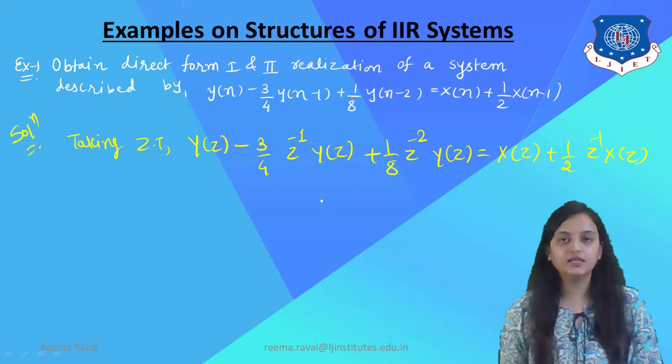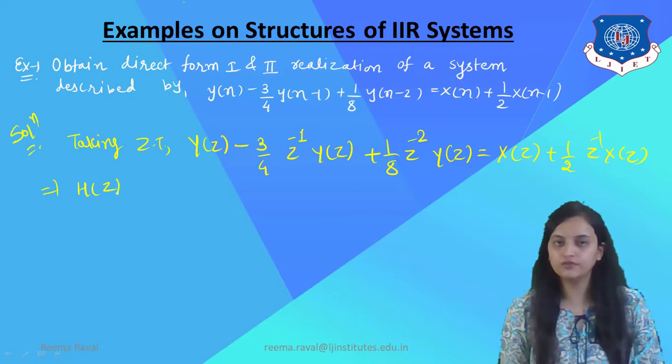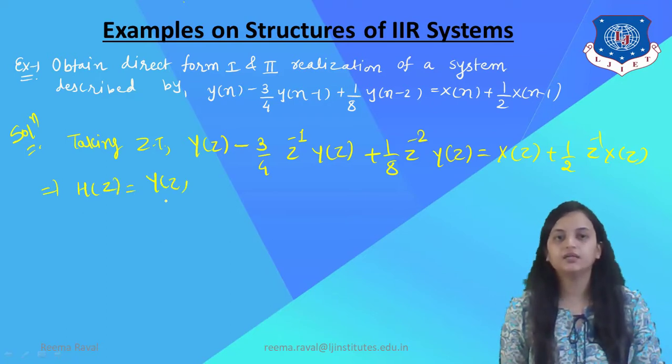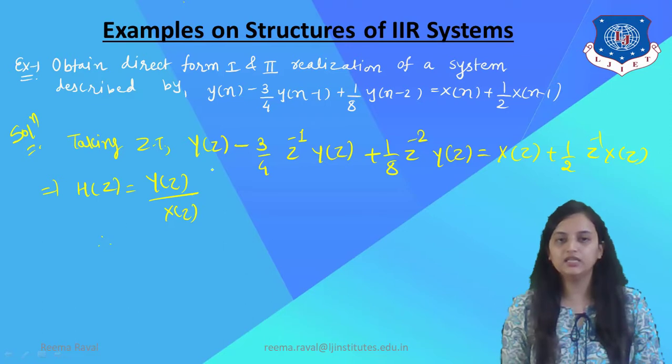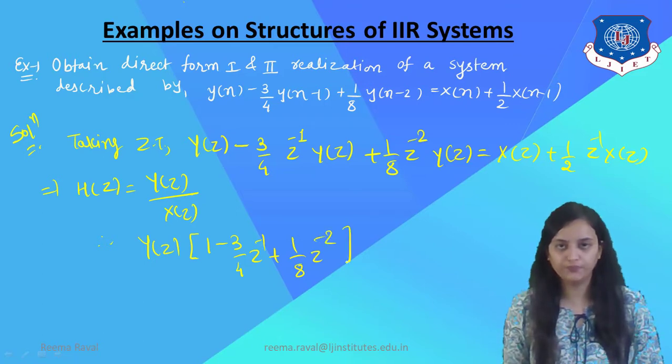Now we need to obtain the transfer function to draw the direct form 1 and 2 structures. That means we need to obtain h of z. Now h of z is what? That is your system transfer function h of z. It is given as y of z divided by x of z. So we need to obtain the equation in this form. To get that, we will take y of z common in this equation. So we will have y of z times the bracket 1 minus 3 by 4 z inverse plus 1 by 8 z raised to minus 2.